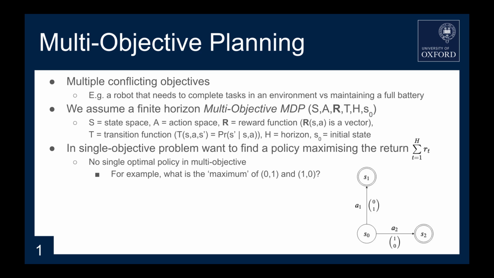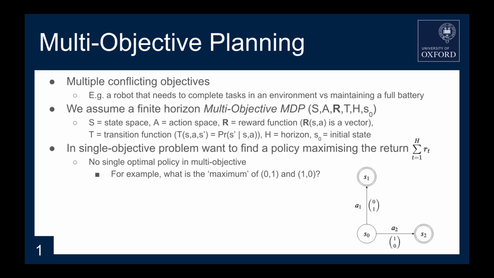To reason about our multi-objective problems, we consider multi-objective Markov decision processes. This is similar to a single-objective Markov decision process, containing a state space, action space, reward function, transition function, a finite horizon, and an initial state. However, now, the reward function returns a vector value.